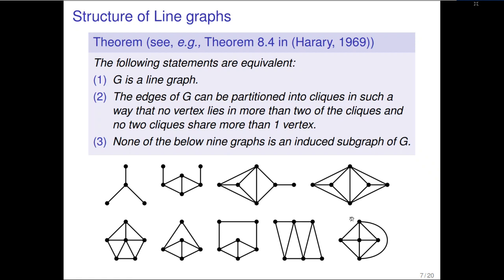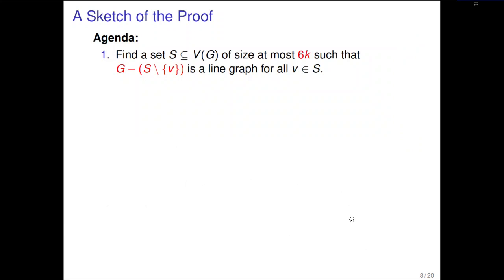So having this structural result about line graphs, let's have a look at the general agenda of the proof. I will first tell you all the steps that are needed to obtain our kernelization algorithm, and then I will come back to each of the steps and say how we obtain them. The first step is to find a small set of vertices S, of size at most 6k, such that if we remove it from the graph, we obtain a line graph. Moreover, even if we put back any single vertex of S into G minus S, we still have a line graph.